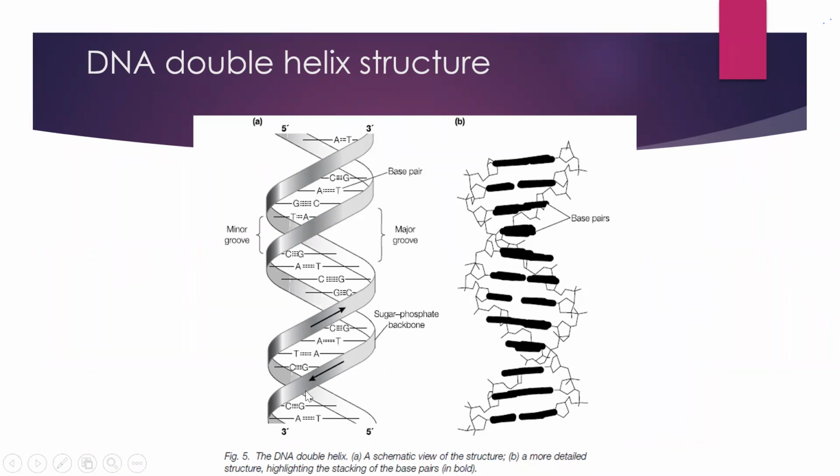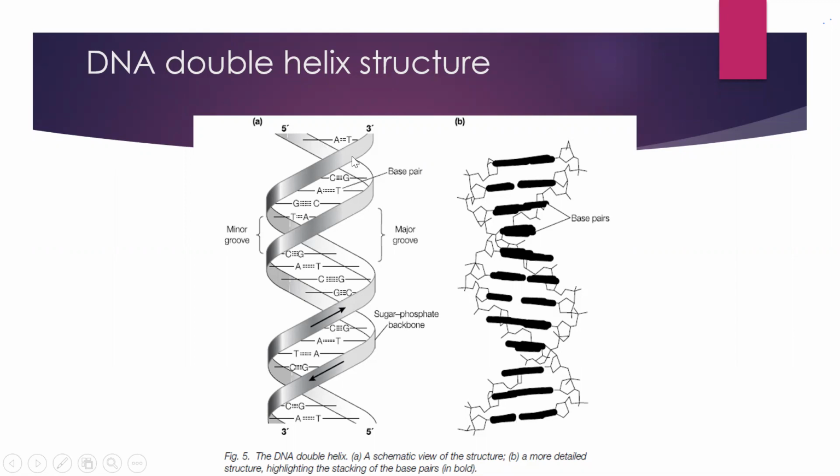And all the nitrogenous bases are stacked one above the other, and per turn there are about 10 base pairs. And the negatively charged sugar phosphate backbone lies outside the structure, whereas the nitrogenous bases are, as I told you, stacked one above the other in the center of the helix.